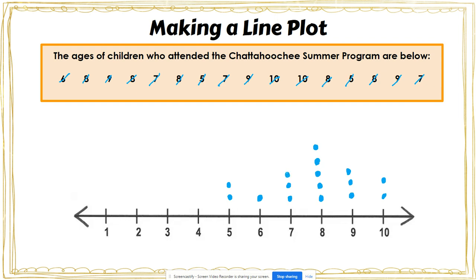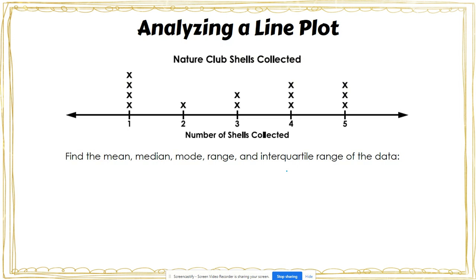So when I look at my line plot, I can see that every dot on this line plot represents a student who attended the Chattahoochee Summer Program. I can use this to find measures of center or measures of spread because I have all of the information that I need on my line plot. When we're analyzing a line plot, we can do things like finding measures of center and spread. So we can find mean, median, mode, range, and interquartile range.